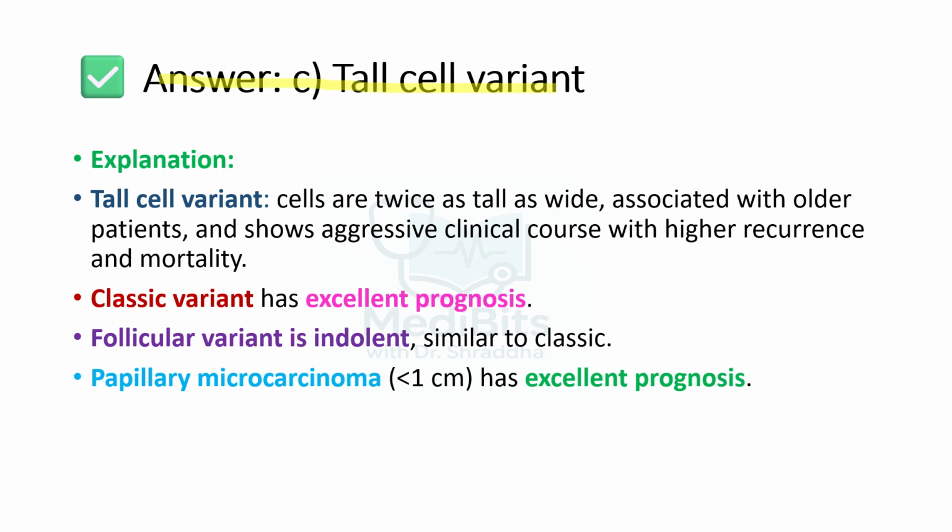Remember students, in tall cell variant, cells are twice as tall as wide, associated with older patients, and shows aggressive clinical course with higher recurrence and mortality. Classic variant has excellent prognosis. Follicular variant is indolent, similar to classic. Papillary microcarcinoma, which is less than 1 centimeter, has excellent prognosis.